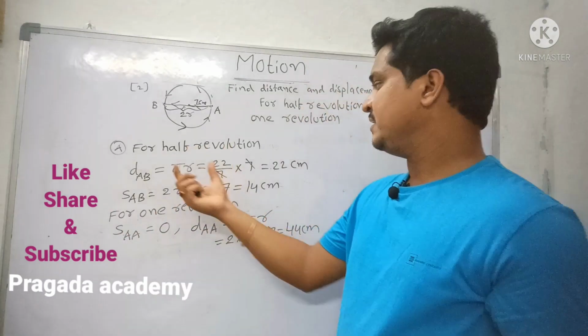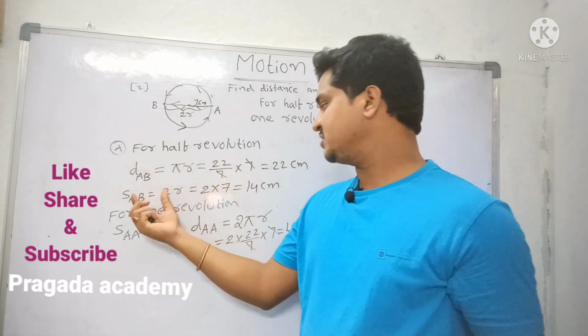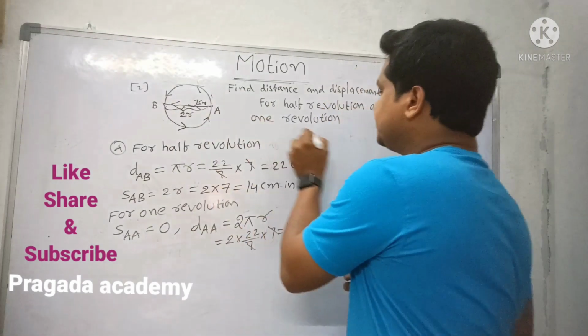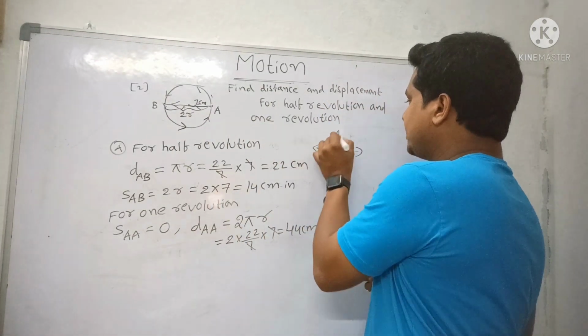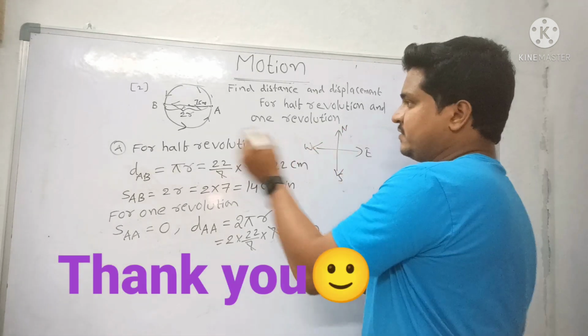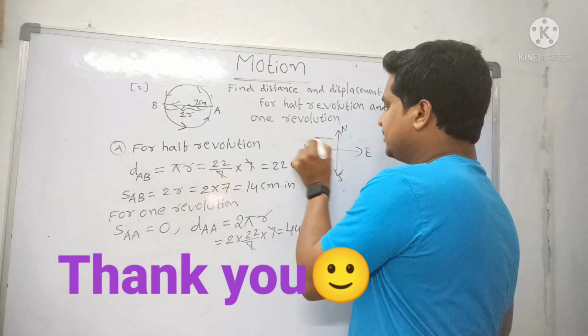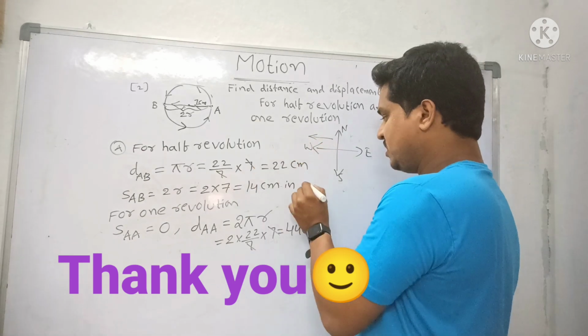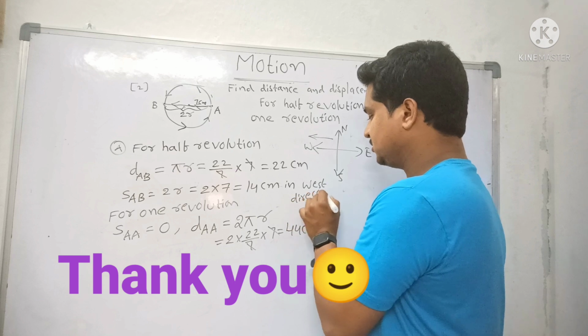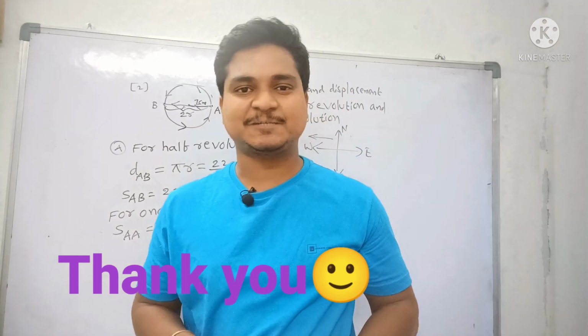For half revolution, distance is 22 centimeters, displacement is 14 centimeter. In which direction do we need to consider? Again we need to draw directions: north, south, west, east. The particle is moving from A to B, nothing but the left direction. We need to consider it as the west direction. So this will be the concept of distance and displacement. Thank you.